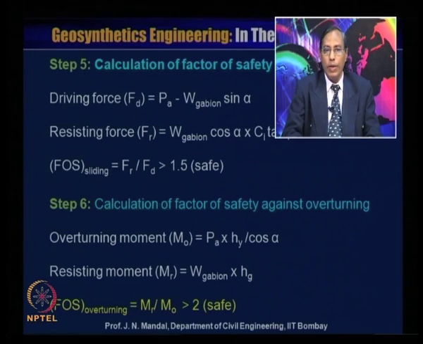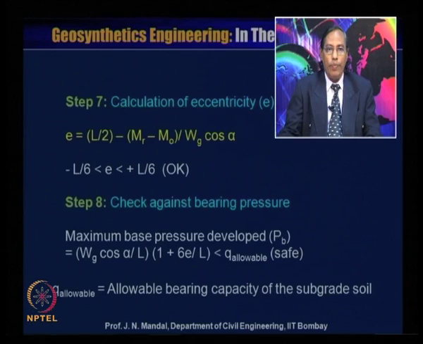Step 6, calculation of factor of safety against overturning. So overturning moment M0 is equal to Pa Hy by cos alpha, and resisting moment Mr is equal to W gabion into Hg. We know Hg, Hy and Pa. So you can calculate the overturning moment as well as the resisting moment. So you can calculate the factor of safety against overturning, which is equal to Mr by M0. If that is greater than 2, then it is safe.